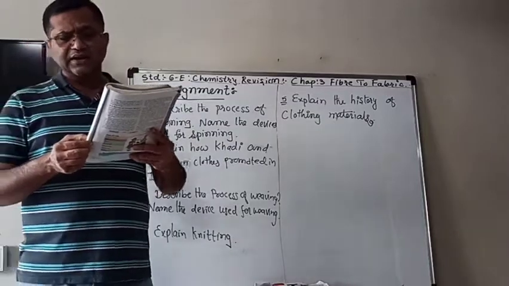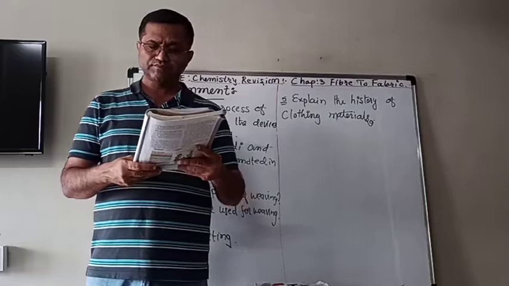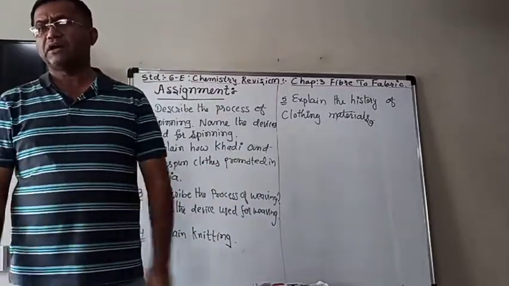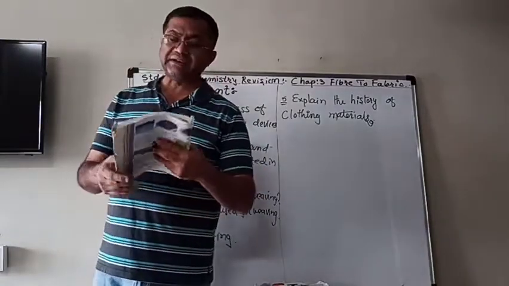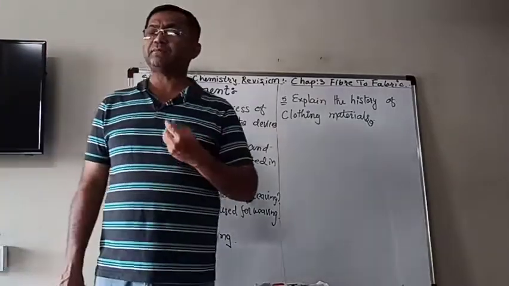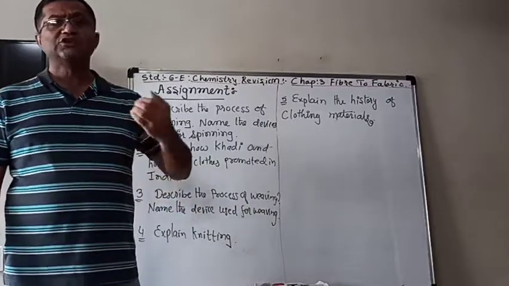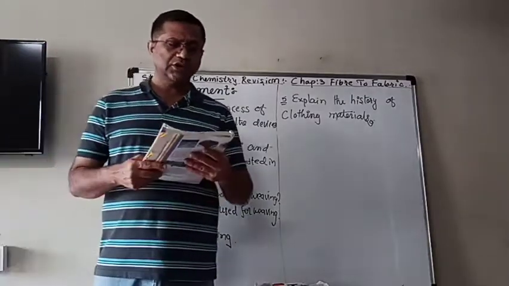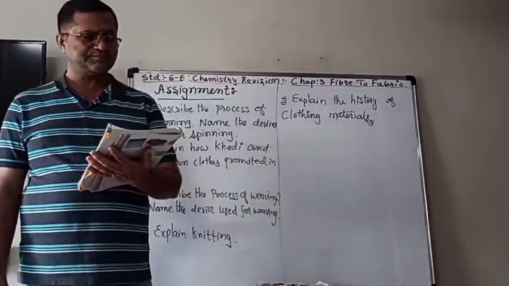Knitting is also done by machines. Small things you can make by hand also, but for a large quantity we can use knitting machines also. And then the fabrics made by either weaving or knitting are used for making clothes. Different types of clothes are made from these fabrics.